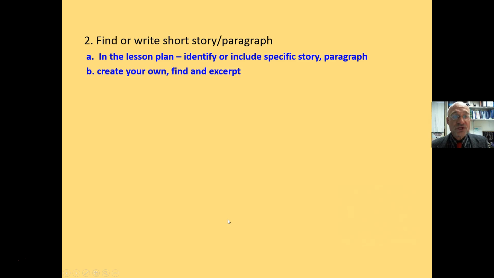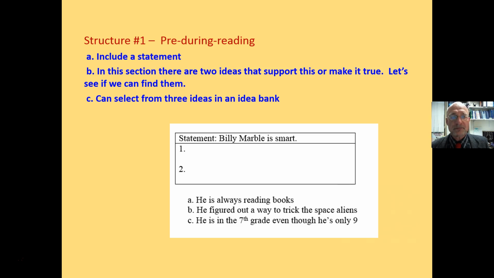Gradual release of responsibility. Now, for this cognitive process, I would need to find a story, short story, or a paragraph, or create my own. And in the lesson plan, I need to identify the specific story, paragraph, etc., what I am going to use. This is not an abstraction. It has to be very specific. Here's an example of structure.